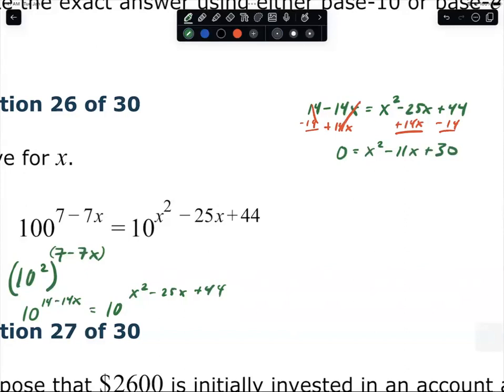Okay. I got you. So we get all the terms over to one side, have it set equal to 0, and then we can factor the right-hand side.